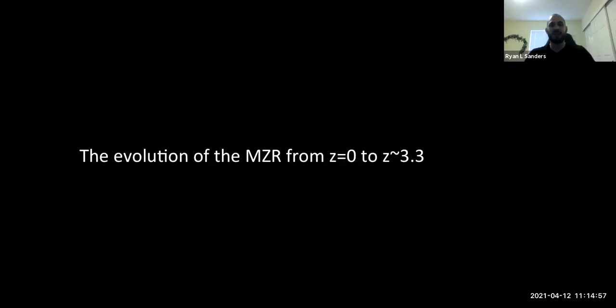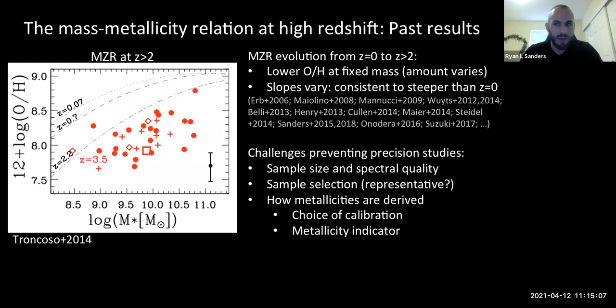So first, let's talk about the evolution of the mass metallicity relation from redshift 0, stretching out to redshift 3.3, which is about 12 billion years in the past look back time. People have been studying the mass metallicity relation at high redshift for quite some time, for really the past decade and a half. If we look at past results, there are some general results that people find in common. As you move to higher redshift, you find lower metallicity at fixed stellar mass compared to redshift 0. But the exact amount of that evolution varies from paper to paper.